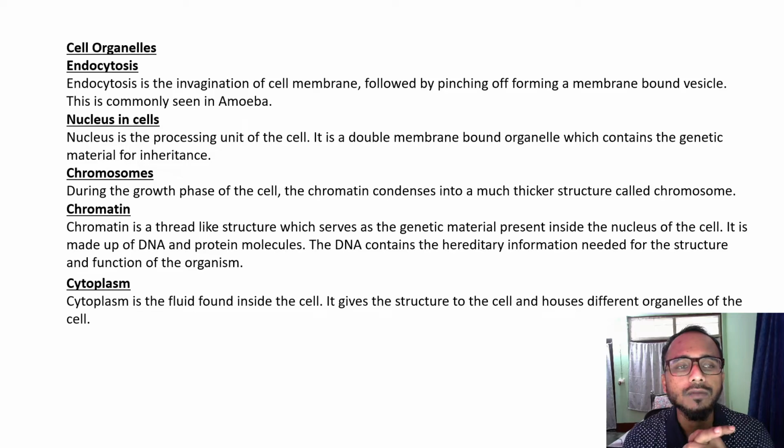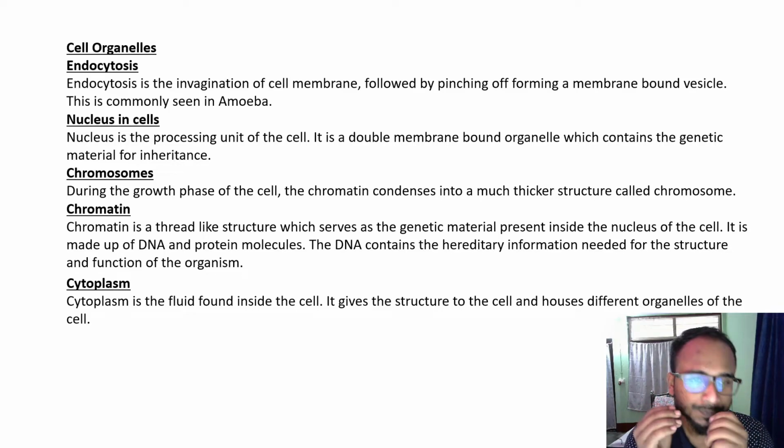Before chromosomes, let us understand what chromatin is. Chromatin is a thread-like structure. It looks just like a thread which serves as the genetic material present inside the nucleus. So we know inside the nucleus there is genetic material. What is that genetic material? It is the chromatin, a thread-like structure which behaves as the genetic material. It is made up of DNA and protein molecules.